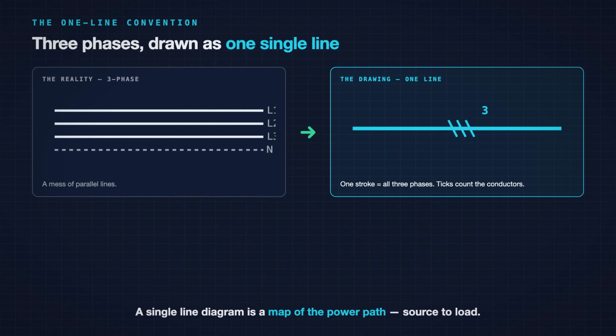A single line diagram is a map of the power path, from the utility, through protection and transformers, down to every load, with the 3-phase detail collapsed into one clean line you can actually follow.